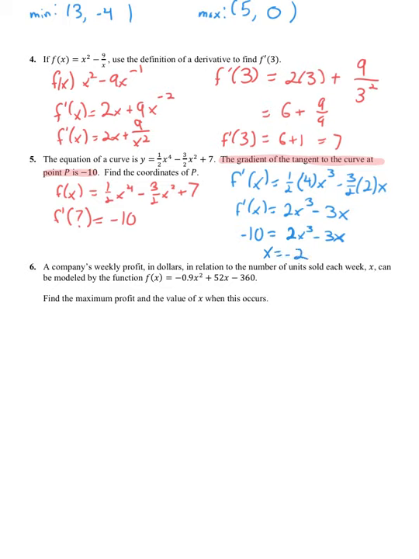Okay, so remember this -10 is telling us that's the slope of the line on the original function. So now, if I go to the original graph again, 1/2 times x to the 4th, we'll go ahead and graph this thing, minus 3/2 x squared plus 7.